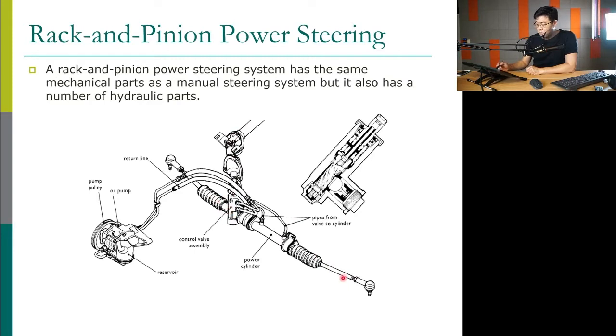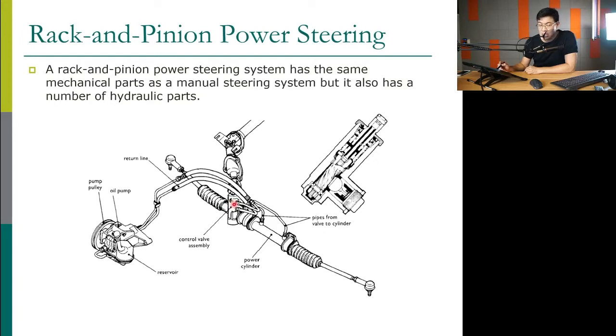Okay, and we have rack and pinion. Now we add the power part of the system. So we need a pump, we need a hose. The hydraulic hose will go into this. In here, it used to be a steering gear. Now we add more components in there.